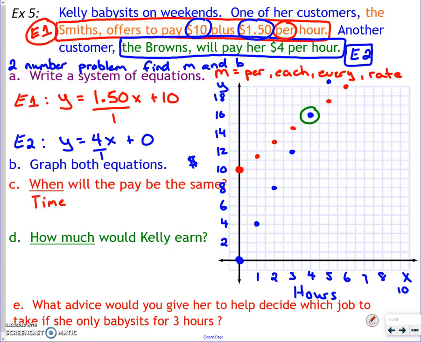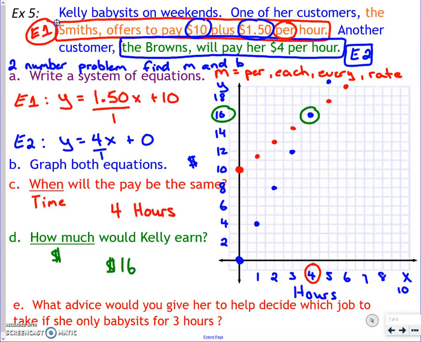When will the pay be the same? And we can see here at 4 hours, that's in line with where we circled green. So this will be 4 hours. And then it says how much, meaning money. Would Kelly earn? Well, that is with the 16. If she worked there for 4 hours, it doesn't matter if she worked for the Browns or the Smiths, she's going to make $16.